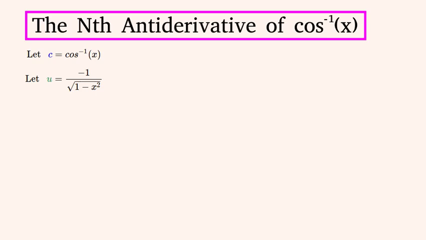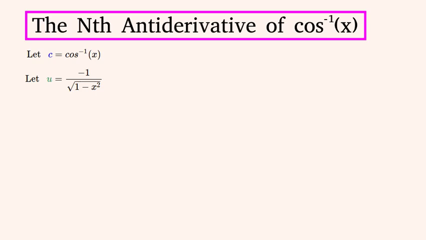In this video we'll create a computer program that can find all of the antiderivatives of the inverse cosine function up to the nth antiderivative. An antiderivative is the opposite to the derivative, and the first antiderivative is the indefinite integral of a function. So we'll start off with these two definitions.